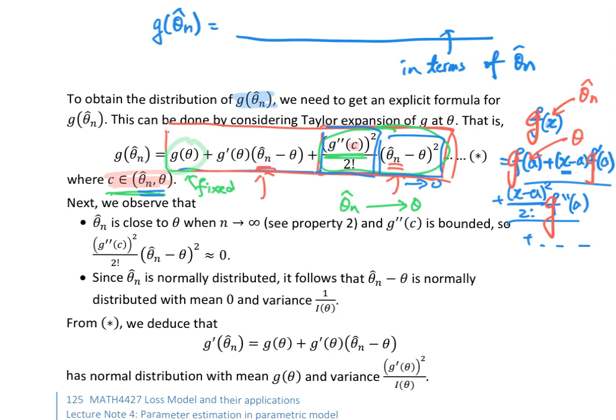And also because your function g is twice differentiable, so this g double prime c always exists. So when your theta n hat gets close to theta, this g double prime c will not go to infinity, it will only get close to g double prime theta. In that case, this will be bounded, so that this number will get close to 0.